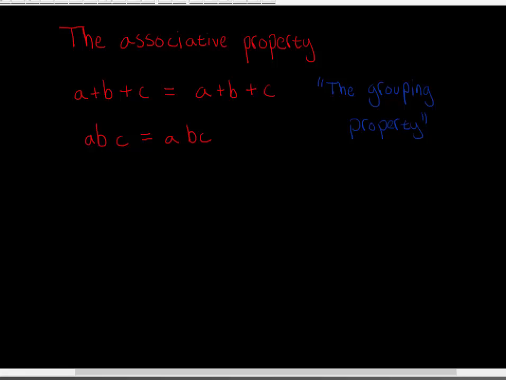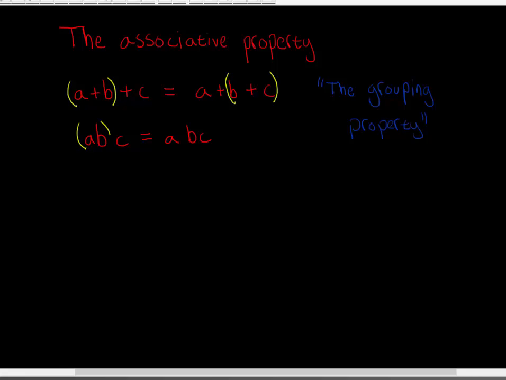Remember, we're going to think of the associative property as the grouping property. And all this means is that I can gather A and B together or B and C together. And when I do my addition, I'm still going to get the same thing. The same is true of multiplication.